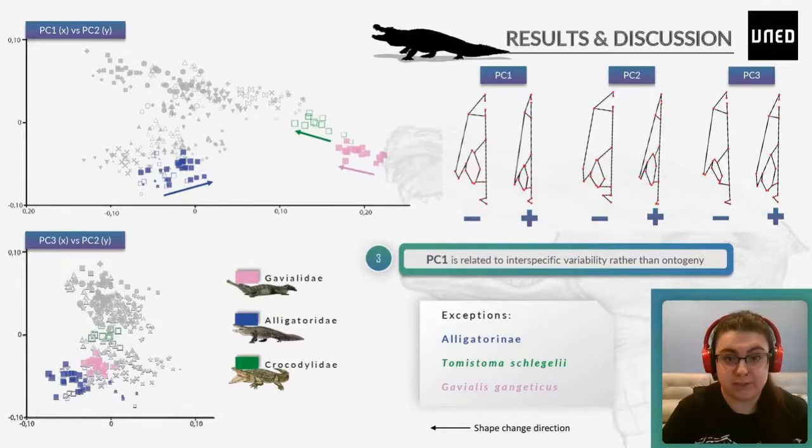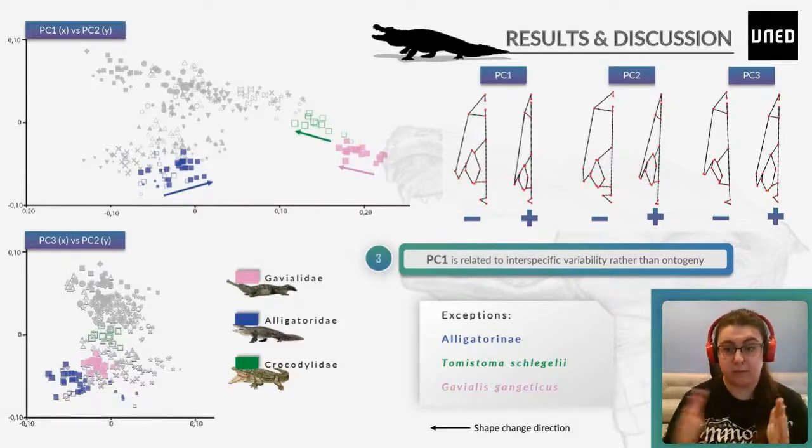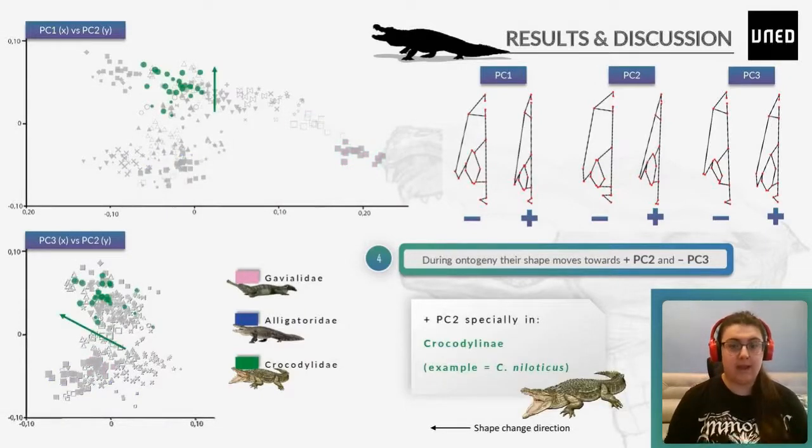And we observed that the first principal component is related to interspecific variability rather than ontogeny. And this first principal component basically represents the length and width of the snout. There were just a few sections, in which were alligatorians, Tomistoma, and Gavialis, in which we observed that from juvenile to adult specimens, there was a great change of those dimensions of the snout. And also we observed that during the ontogeny, their shape moves towards positive values of the second principal component and negative values of the third principal component.